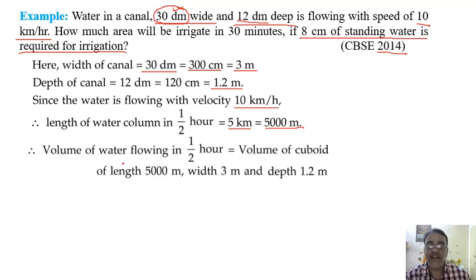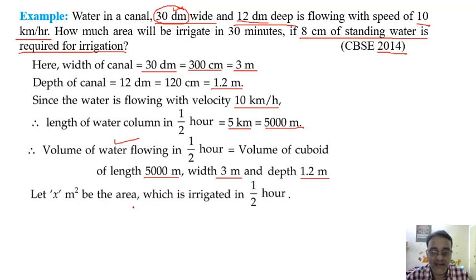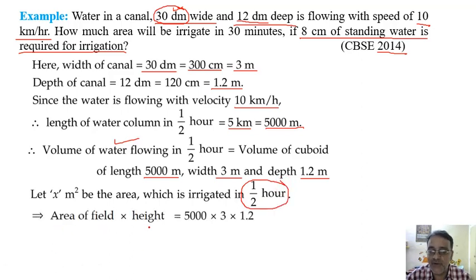And volume of water flowing in half hour is equal to volume of cuboid. Why cuboid? Because the water flowing in a canal will take a shape of cuboid of length 5000 meter, width 3 meter and depth 1.2 meter. And the water that will be used for irrigation purpose will be equal to area of field into height, and we will take area as x meter square, which is irrigated in half an hour. So formula I told you, area of field into height is equal to volume of water from canal in half an hour, that is length into breadth into height, 5000 into 3 into 1.2.